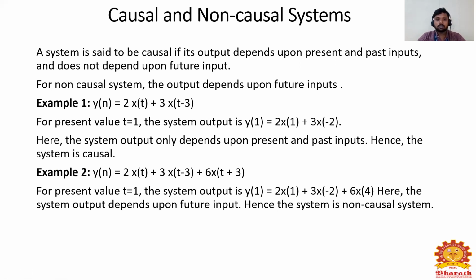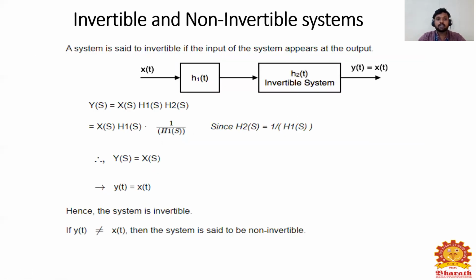Next is invertible and non-invertible systems. A system is said to be invertible if the input of the system appears at the output. That is, whatever input I give, if I get the same input at the output, then that system is called an invertible system. If the input and output are different or varying, then the system is called a non-invertible system.